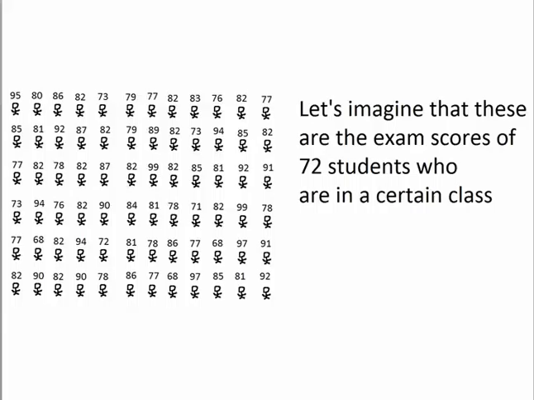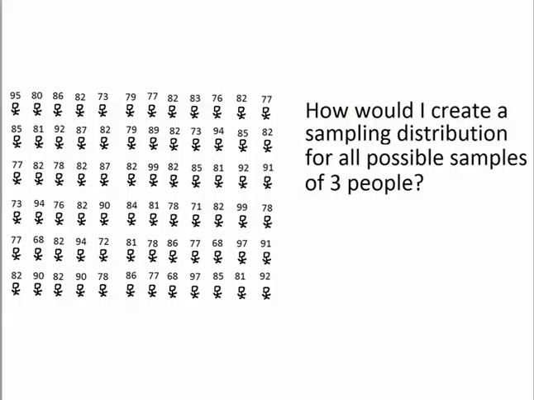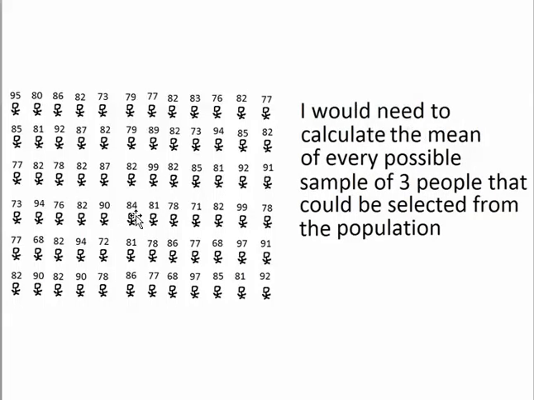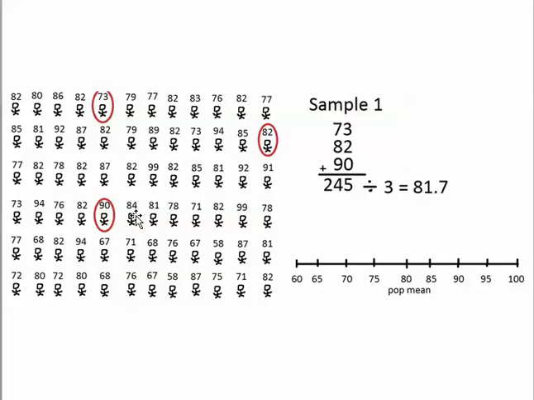So let's imagine that this is a population of 72 students, and maybe they're the students in a certain class, and each student has his or her own exam score. So what if we wanted to look at a sampling distribution for all possible samples of 3 people? What we would have to do is actually calculate the mean of every possible sample of 3 people. So here's one possible sample of 3. If you add their 3 scores and divide by 3, you get their mean, and it's right there.